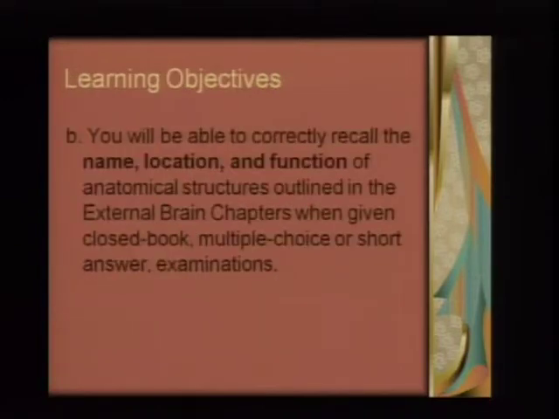All right. So learning objective number 2 is that you will be able to recall the name, location, and function of the anatomical structures in your external brain. Not everything is going to be something you'll reference. Some things you'll become familiar enough with that you'll just know them because you'll be using them enough. That will probably be on closed book exams that are multiple choice and short answer. The focus of those questions will be the name, location, and function of anatomical structures, and the basics.